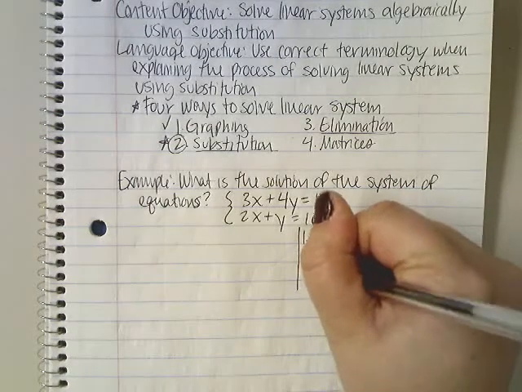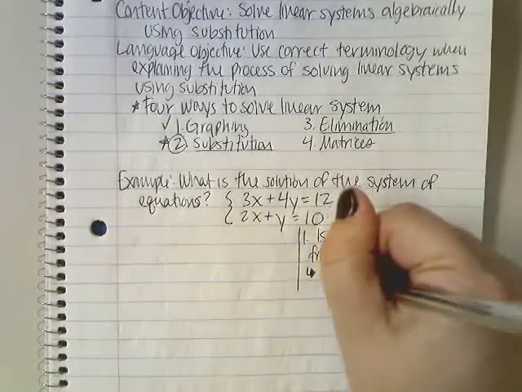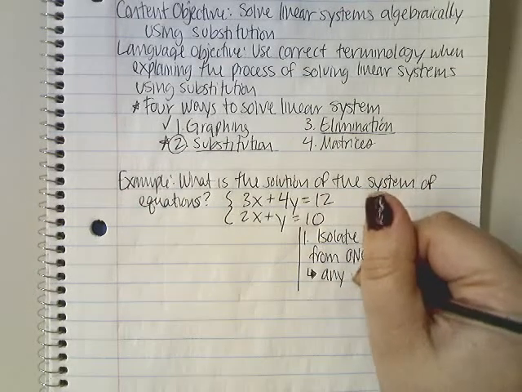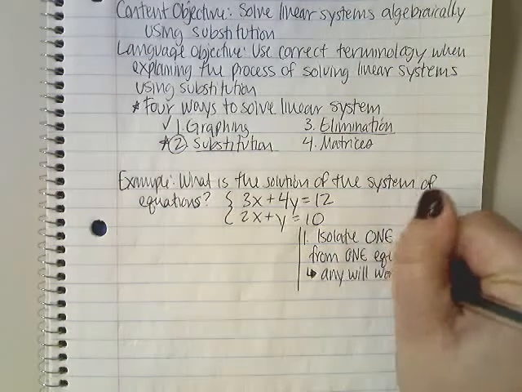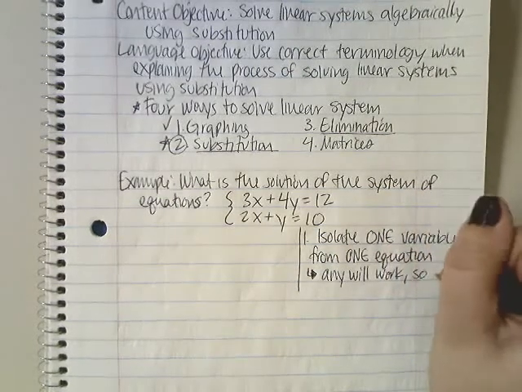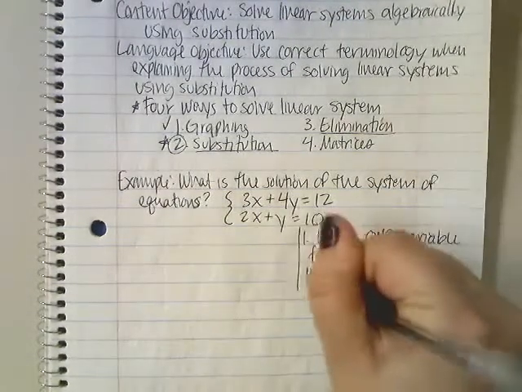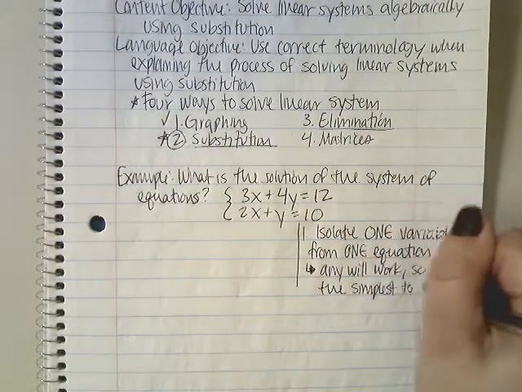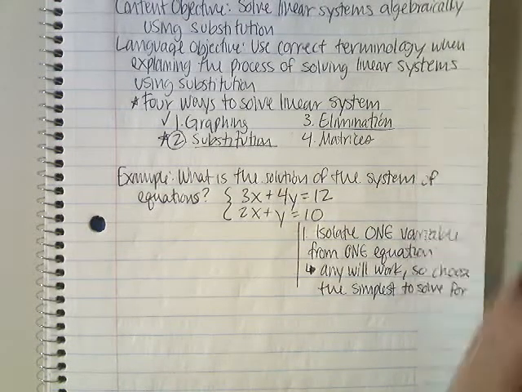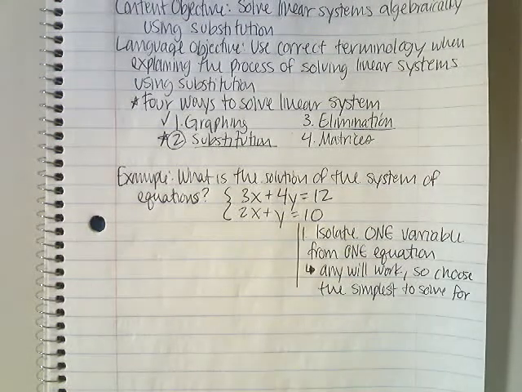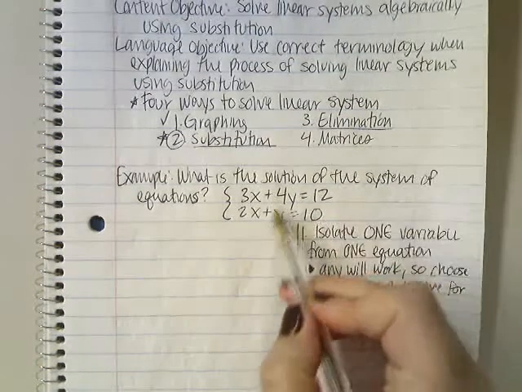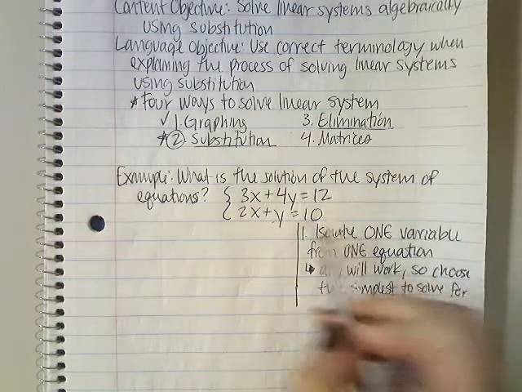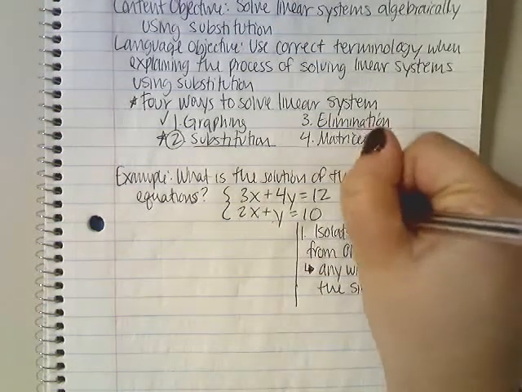A little side note, or a little trick to remember, is you can solve for any variable in either of the equations. So any will work. Choose the simplest to solve for. If I'm looking at these 2 equations, y is already, there's no coefficient there, so all I need to move is the 2x. So I'm going to number these equations so I can refer to them.